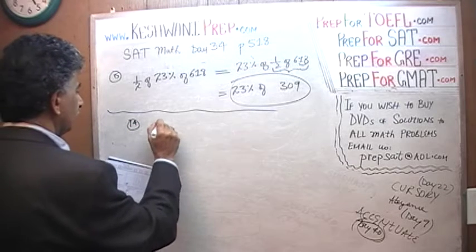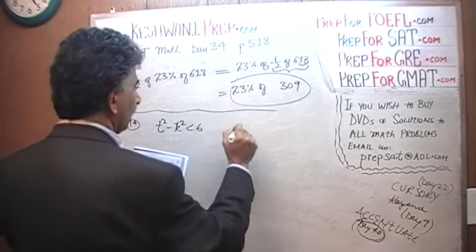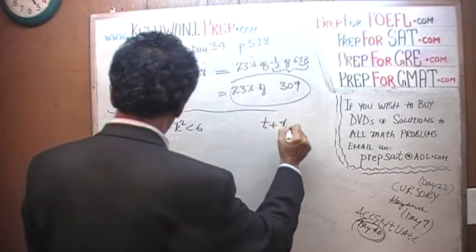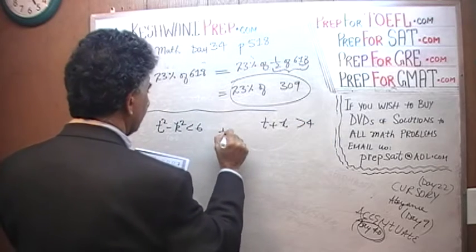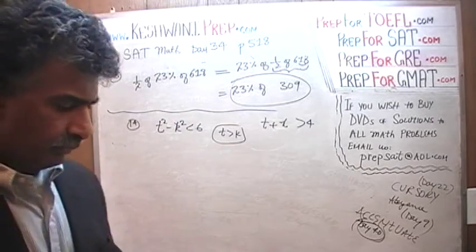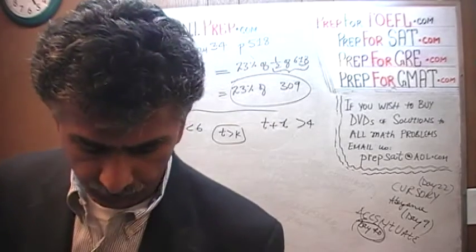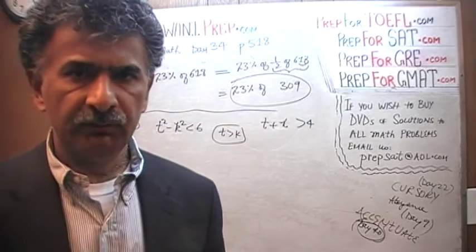In number 14 we are told t squared minus k squared has to be less than 6. We are also told that t plus k has to be more than 4. We are told also that t has to be greater than k. And the question simply is, what is the value of t? Well, there are only 5 possible answers that they give you: 1, 2, 3, 4, 5.